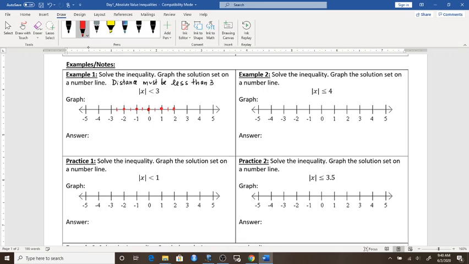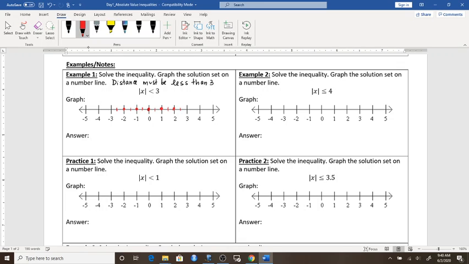How about negative 2.5? How many units away from 0 is this? That's 2.5, so it's also a solution. How about 2.5? That's also a solution. How about something like 4? Well, if my point is here, then it's going to be 4 units away from 0, so it's more than 3. So this is not a solution.